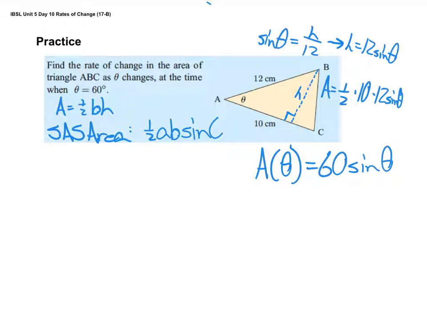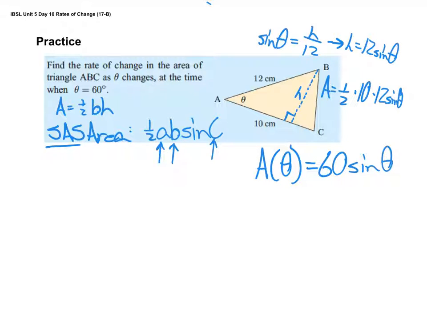Can you go over how you went from 1/2 AB sine C to the area being 1/2 times 10 times 12 sine? These sides are two sides of the triangle, and this angle has to be the angle between those two sides. That's why I call this the SAS area formula. We're not going to memorize all of these; it's in the formula booklet. But obviously the more you know off the top of your head, the faster you'll be able to do it.